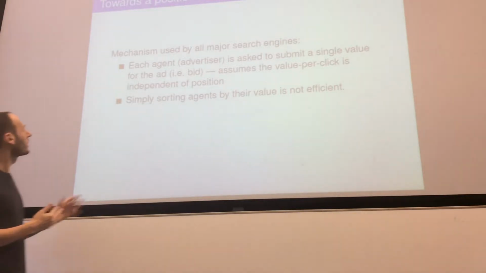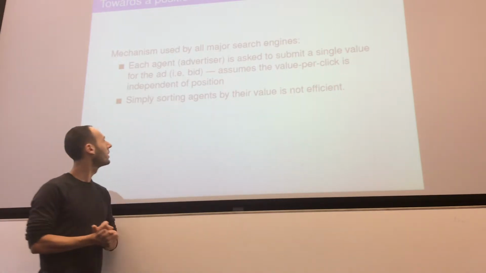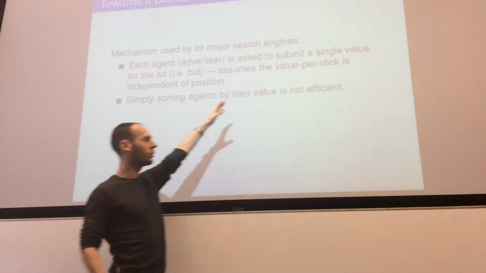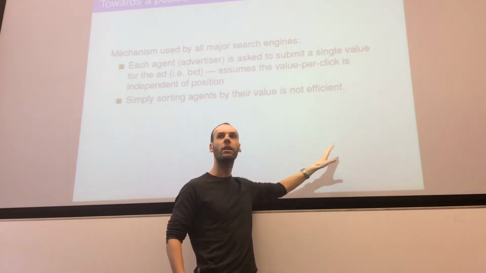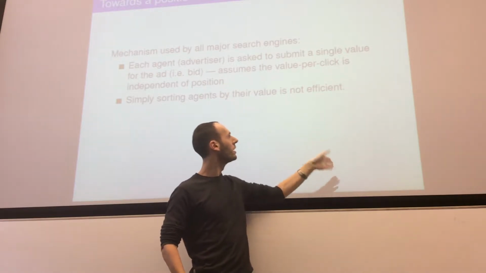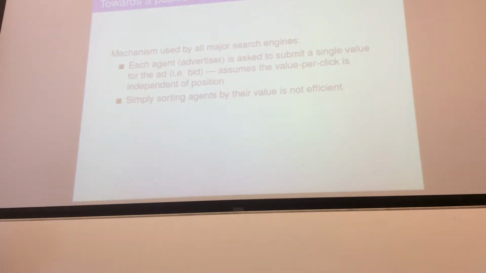What happens is that each agent is asked to submit a value for the ad. You could have had an auction where you submit a different value for each slot, but Google decided not to do that. Probably too complicated for people to think about, right? So they're allowed to send one value for a specific combination of keywords. Okay, so one possible bid.